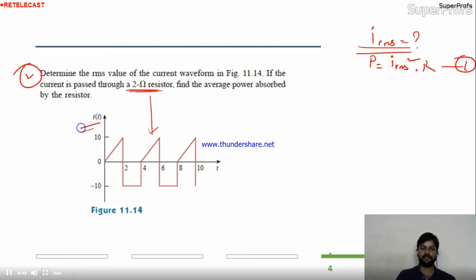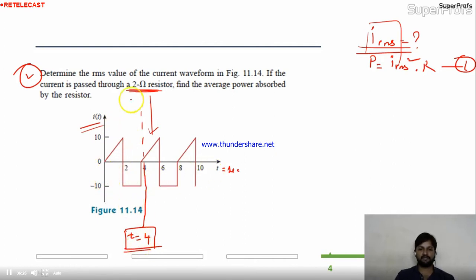Is this a periodic signal? Yes, this is a periodic signal. From 0 to 2 it's going like this, from 2 to 4 it's going like this, and then it repeats. The period of this signal is 4. Every 4 seconds, taking the unit as seconds, the signal repeats itself. So T equal to 4 is the time period of the signal. We are going to calculate the RMS value, and the RMS value is always calculated over a single time period, or single cycle.